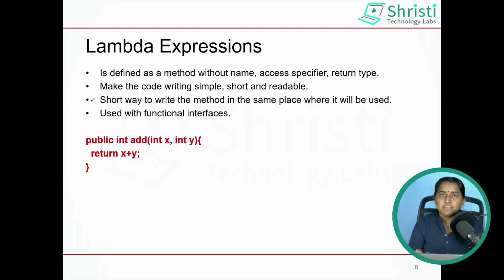What are lambda expressions? Lambda expressions are like methods without method name, return type and access specifier. Just the parameters followed by arrow followed by method body. As in, let us take this example. So here no method name, no return type, no access specifier.